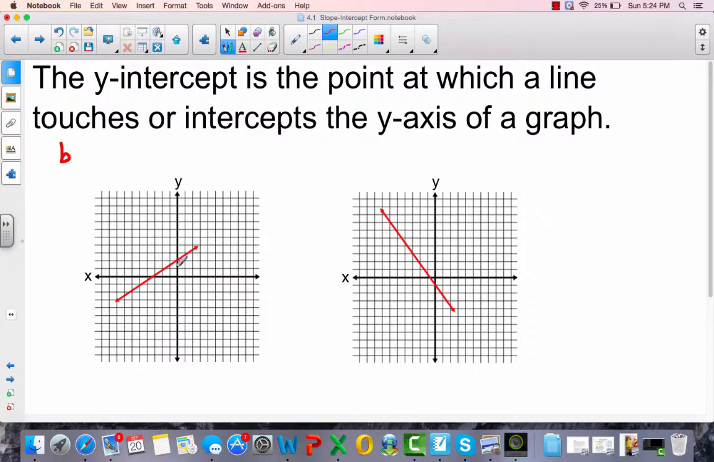So when we look at this one, where does it intercept the y-axis? Well, it intercepts it at 2. So that means the y-intercept would be 2. We come over to this one. The y-intercept is going to be, starts here at 0, goes down 1. If it goes down 1, that means it's negative 1.